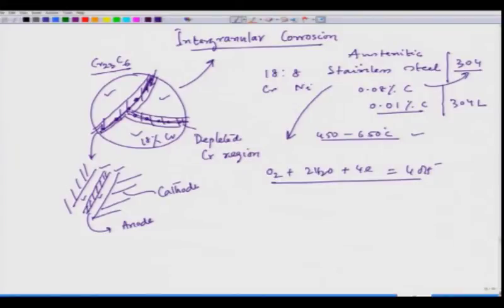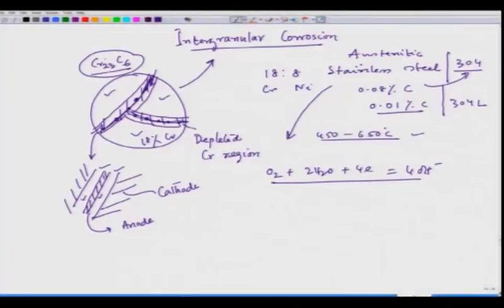Now, just to continue on this, how do we stop it? This chromium carbide is the culprit. So, somehow we have to stop the chromium carbide formation along the grain boundary. How can we stop chromium carbide formation? One route is of course to reduce the carbon content. If we do not have carbon for the precipitation of chromium carbide, then chromium carbide would not precipitate. So, the chromium would be distributed homogeneously over the entire surface. There will be no formation of a preferential anode and a large area cathode, so we can avoid intergranular corrosion.